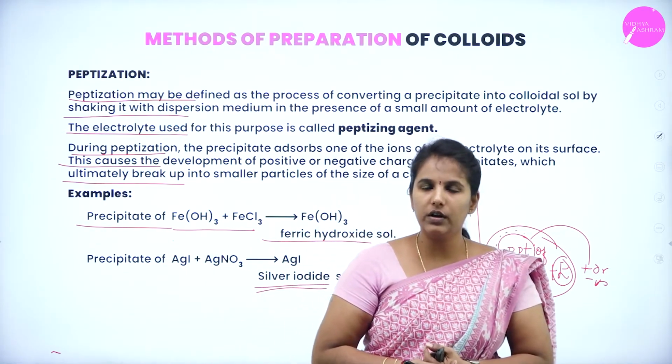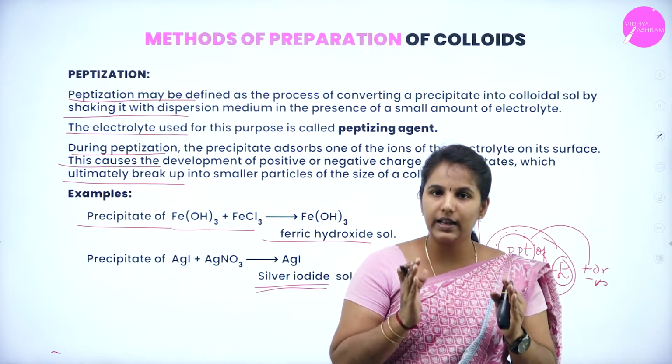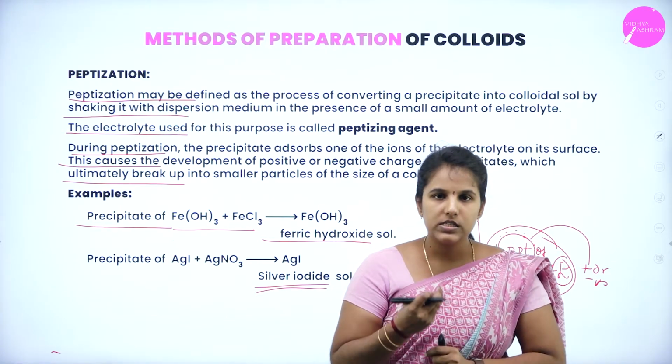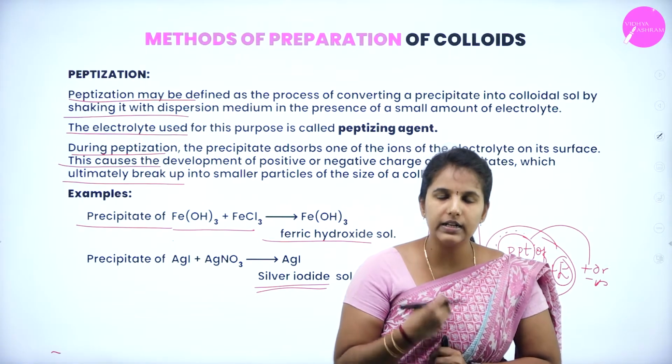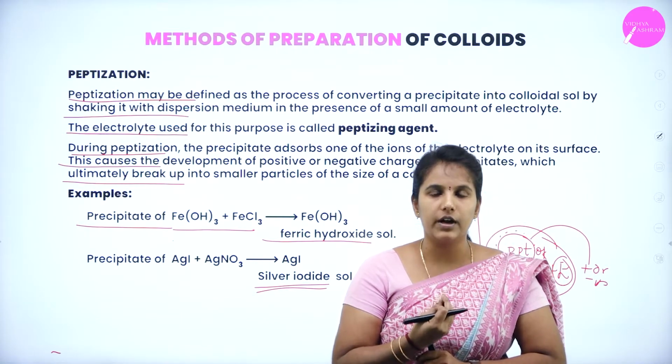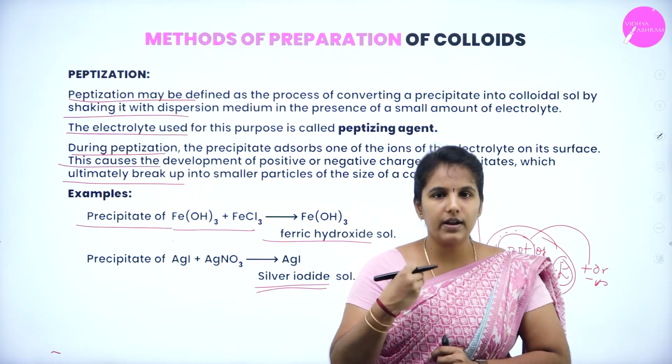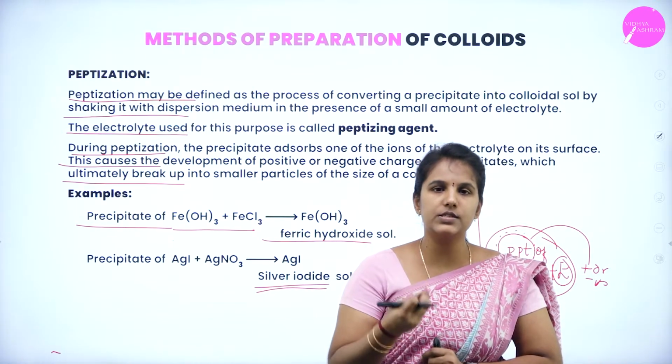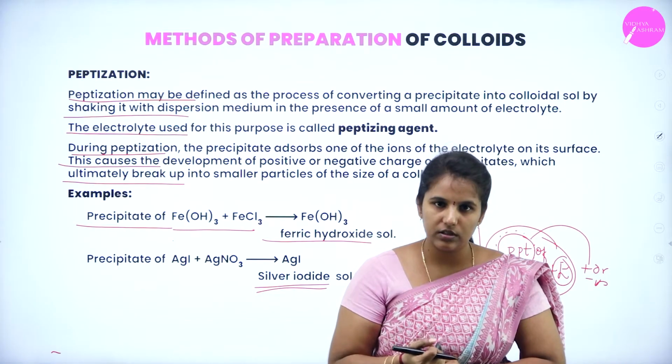So what they will do in the peptization, they will take the precipitate of the solution. To that, they will add the dispersion medium and also a small quantity of electrolyte. The electrolyte you added enhances the peptization, hence it is known as a peptizing agent.